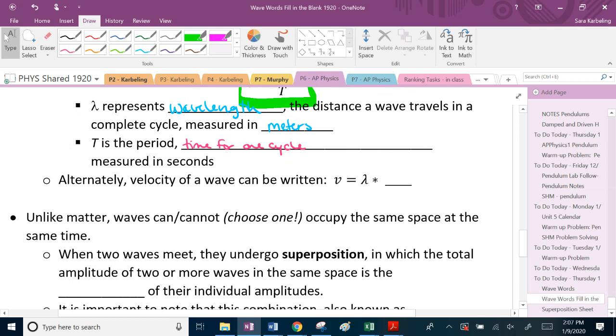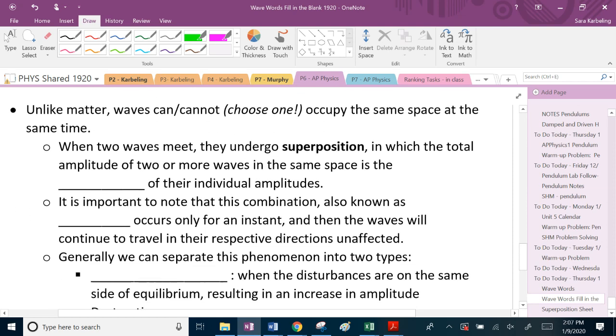Alternately, velocity can be written as lambda times frequency. Hopefully that makes sense, given that we know that frequency and period are inverse. They didn't write this one down on the equation sheet, but you know that period and frequency are inverse, so it should be easy enough. We started doing this, we got distracted because we were trying to watch waves go, so let's make sure we've got this all here.